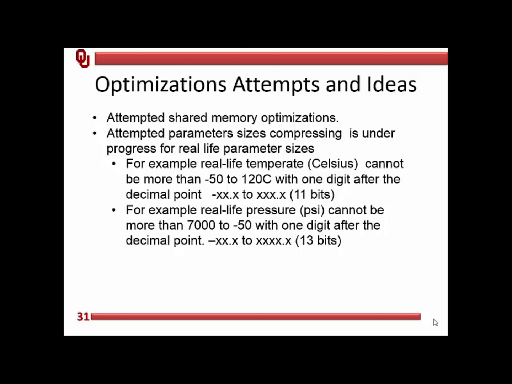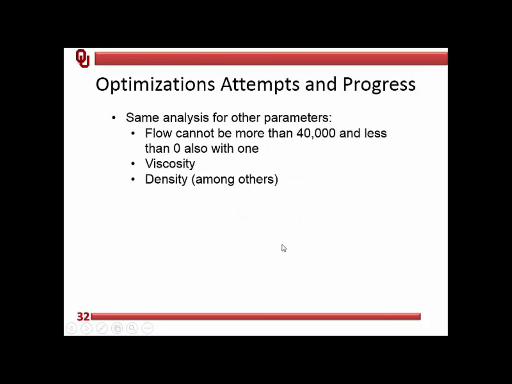So here you have 11 bits for temperature, 13 bits for pressure, and we don't need more than one digit after the decimal point. Also, flow meters cannot be more than 40,000 barrels per hour, and no less than 0, and cannot be negative.